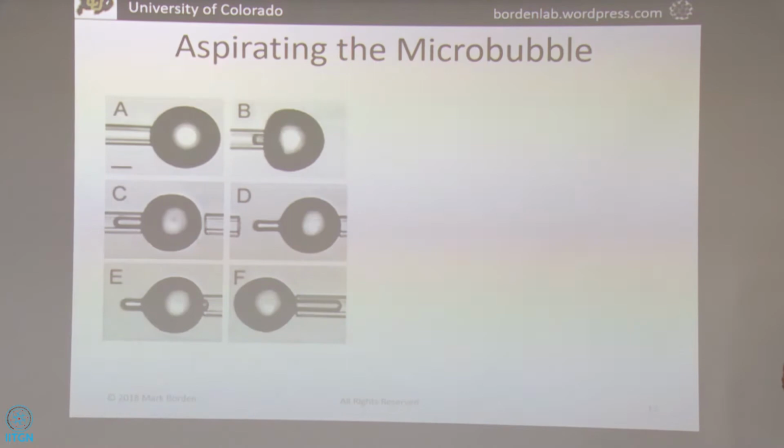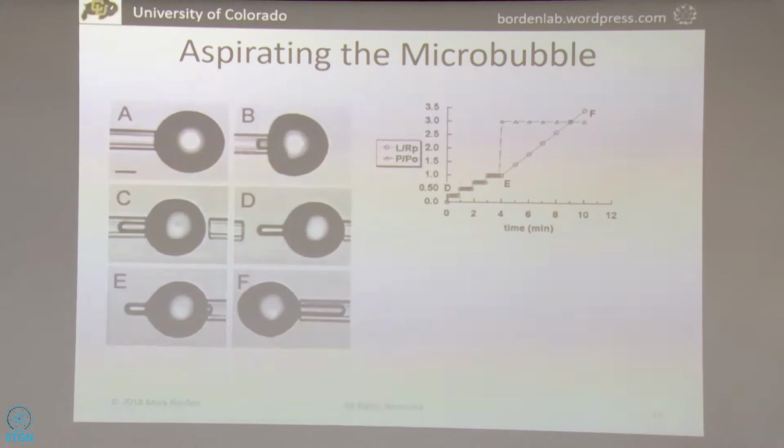This is what his data looked like. L over R_P: this is the length of the projection over the radius of the pipette, and this is the pressure. So you can apply different pressures, and for example, he jumps up in pressure, so he pulls out suction, and the lipid is slowly shearing, and so he's measuring the increase in the length of the projection over time with this line. Nice linear relationship, right? And he uses the slope of that line to determine the viscosity.